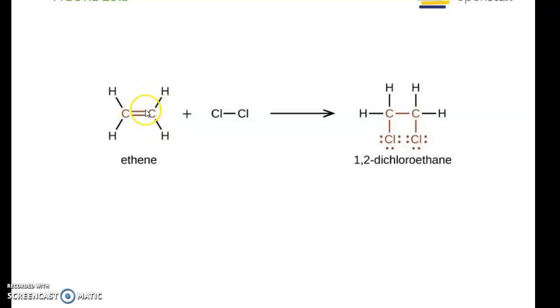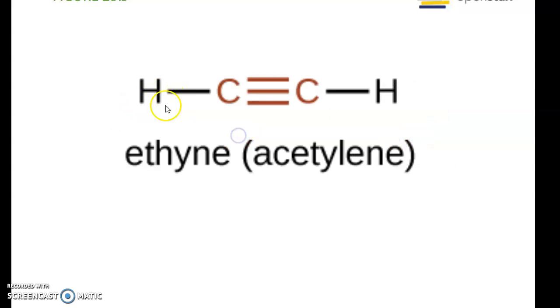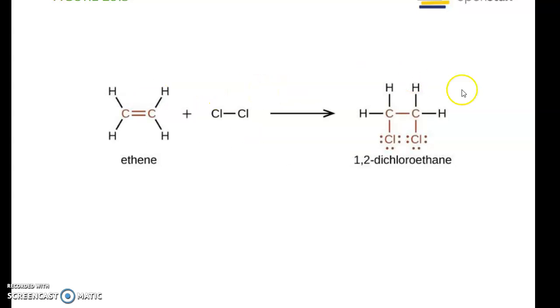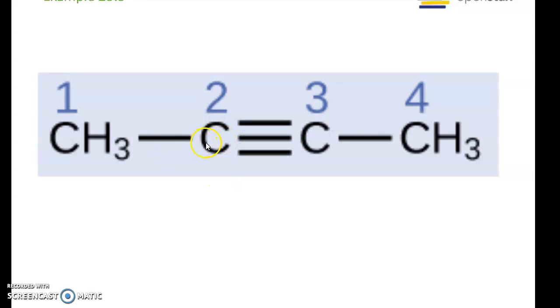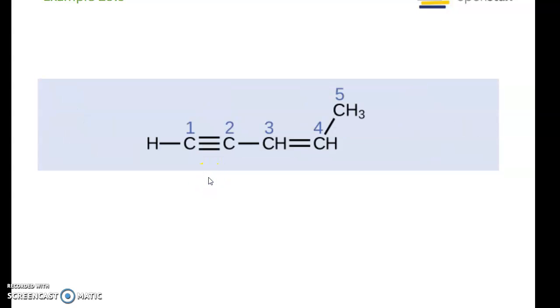Now, when you have a double bond, it's very easy to have a reaction from that type of molecule, and that's how you get the 1,2-dichloroethane, by reacting chlorine with that. You can break that bond and form these single bonds. This is ethene or acetylene, and this would be 2-acetylene, right?